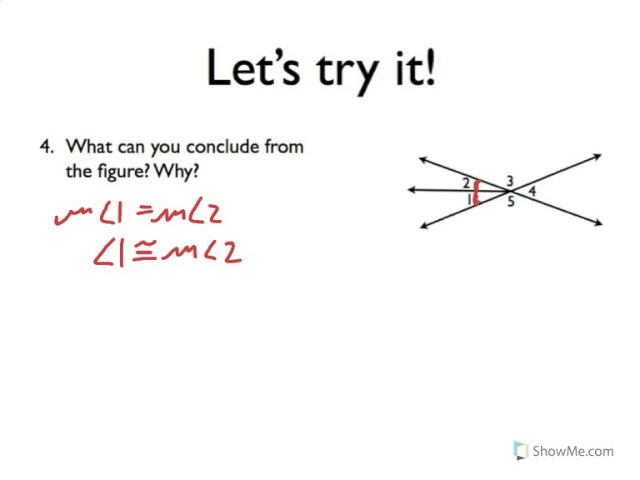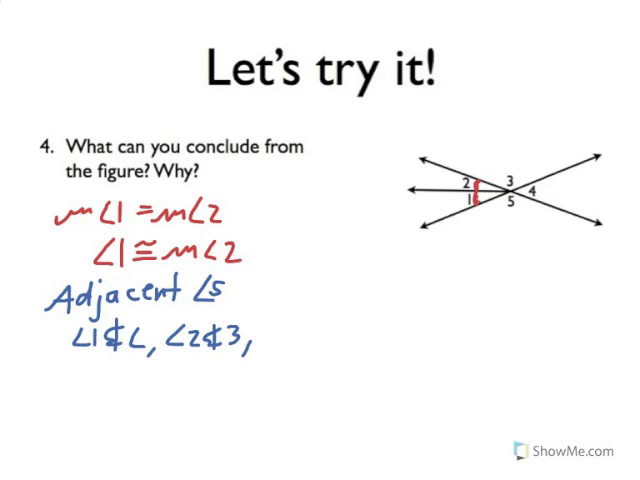Then we can move on to other things like adjacent angles. Then there are tons of adjacent angles. You like my abbreviation for angles there? Angle 1 and angle 2 are adjacent angles. Angle 2 and angle 3 are adjacent angles. Angle 3 and angle 4 are adjacent angles.